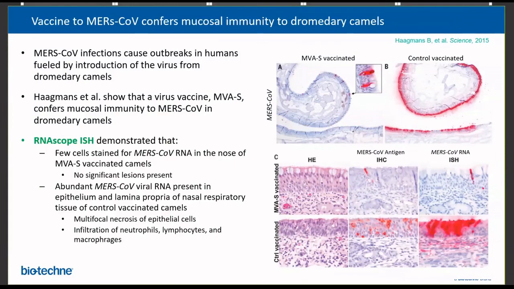So scientists from the Albert Osterhaus group showed a viral vaccine, the MVA-S, that apparently confers mucosal immunity to the virus in these dromedary camels. As you can see on the top right image, they compared, using RNAscope, the viral expression in a control group versus the vaccinated group. And they saw a significant reduction of the viral expression in the vaccinated group. In addition, they also compared the mRNA and the antigen expression on serial sections using ISH and IHC.